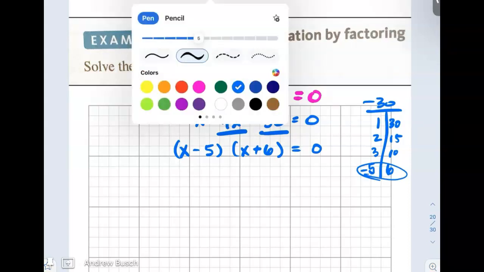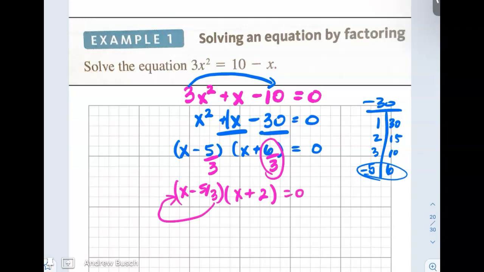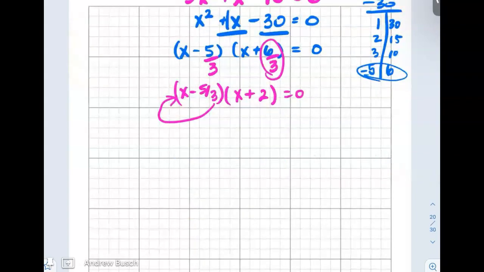Then we need to pay back the 3 that we borrowed. We're going to pay it back by dividing those numbers by 3. And then if the fraction reduces, you need to reduce it. So 6 divided by 3 is 2. And any fraction that doesn't reduce, you move the denominator in front. So that is going to be 3x minus 5 and x plus 2.